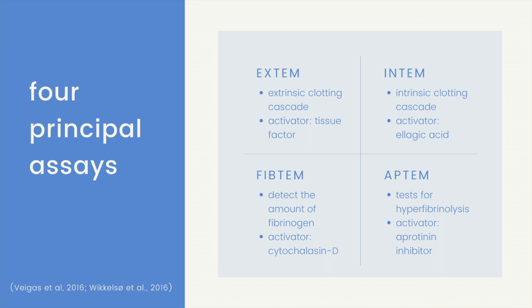With EXTEM, the extrinsic clotting cascade is tested for defects using tissue factor. INTEM uses ellagic acid as an activator to detect intrinsic clotting cascade defects. FIBTEM detects the amount of fibrinogen in a clot by using cytochalasin D as a platelet inhibitor. And lastly, APTEM tests hyperfibrinolysis using a protein inhibitor to stabilize the clot.